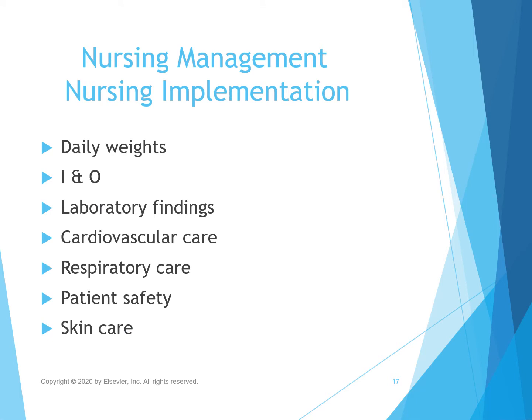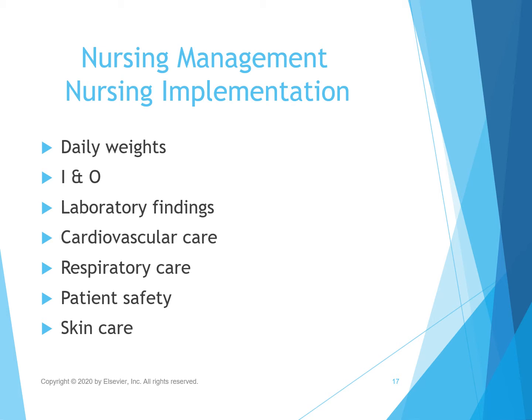Things that you would want to look at in the implementation of nursing care would be daily weights, like we had already mentioned. Make sure they're accurate. Make sure that patients are weighed properly. The beds are zeroed with the correct amount of linen on there. An adequate I&O is essential. Laboratory findings are very important, as we had mentioned with the fluid volume excess and deficits, looking at that. Cardiovascular care, patients can have very low blood pressure, very high blood pressure, very low or high heart rates compared to fluid balance. So looking at all that is very important.